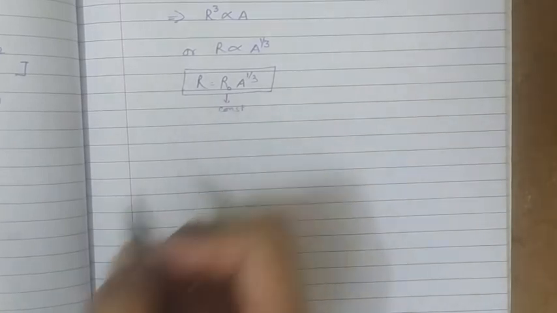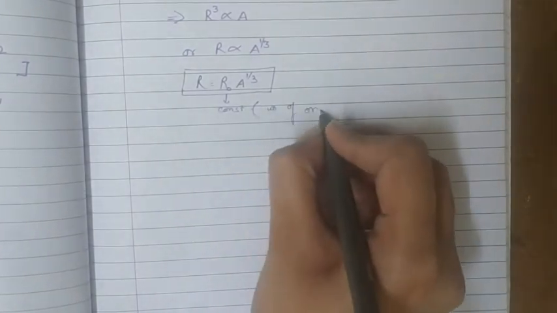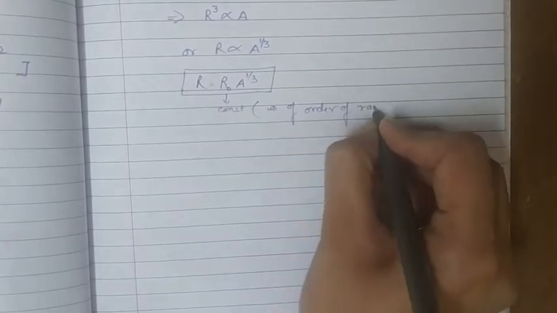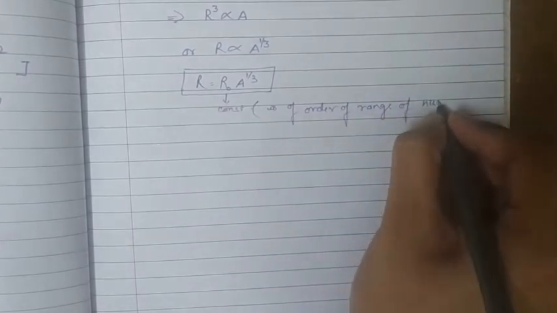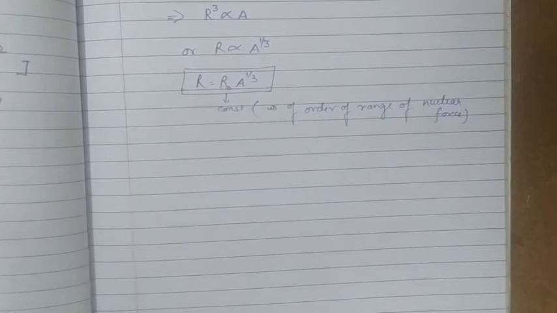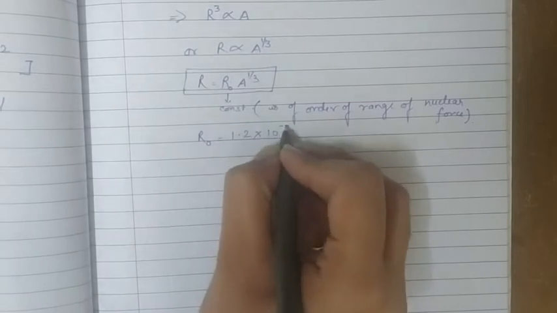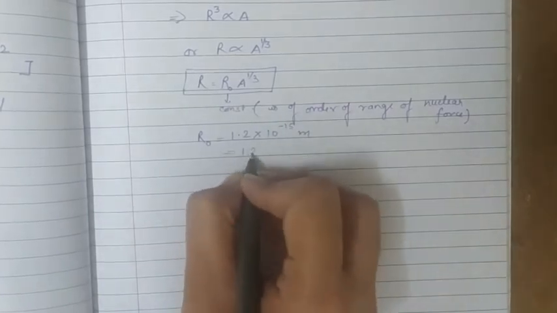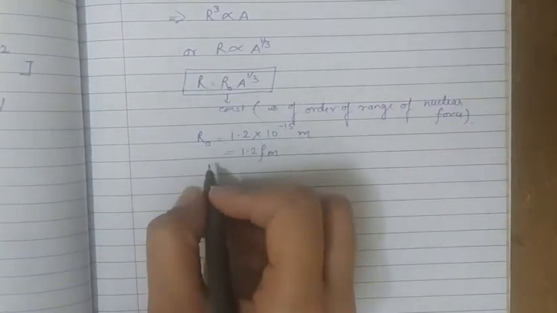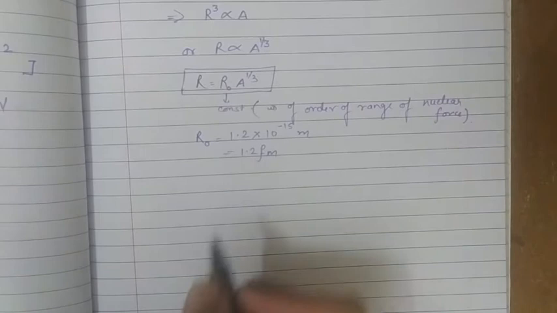This r naught is a constant, and it is of the order of range of nuclear force. It is equal to 1.2 into 10 to the power minus 15 meter, or we can write it as 1.2 Fermi. So it also acts as a unit to measure the nuclear size, or we also call it nuclear unit radius.